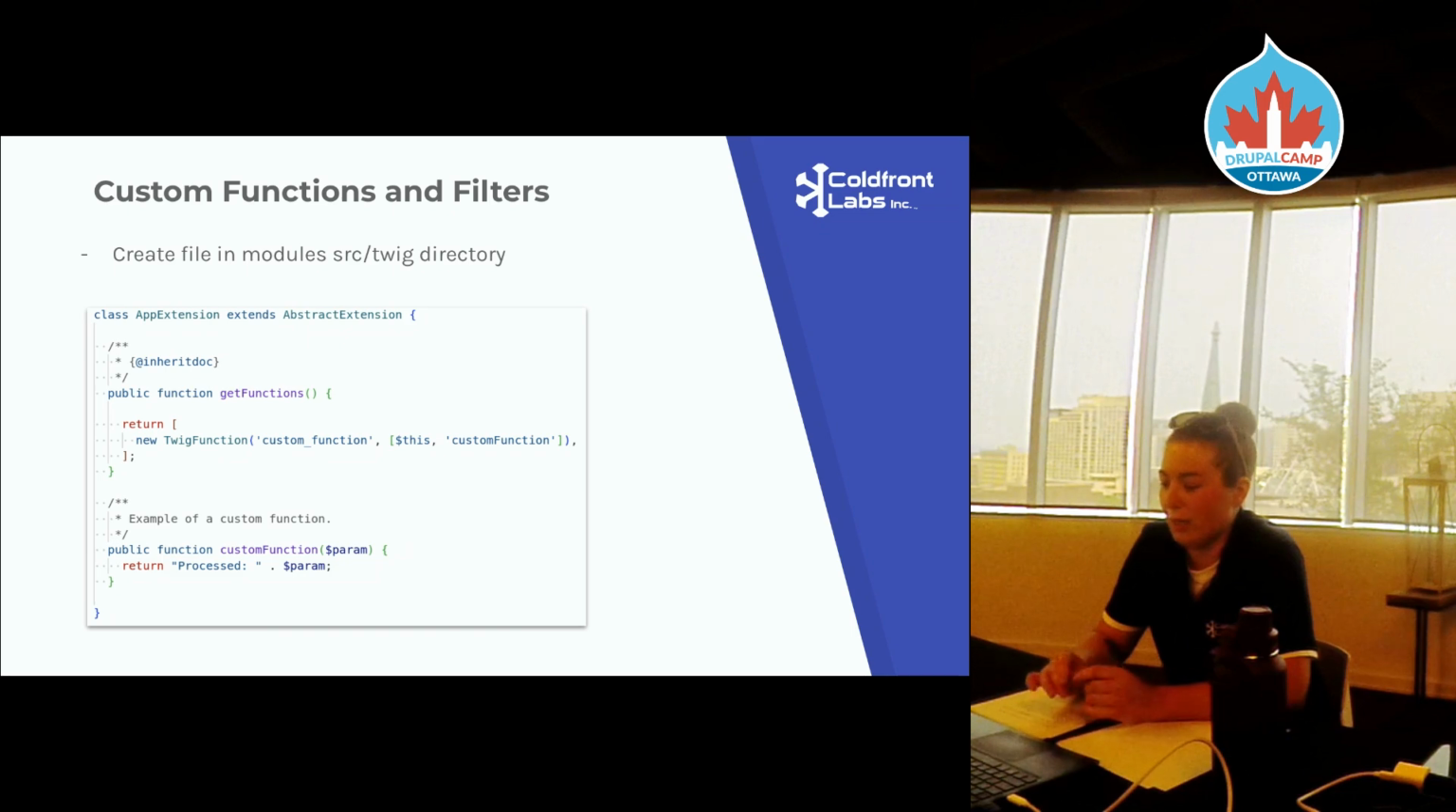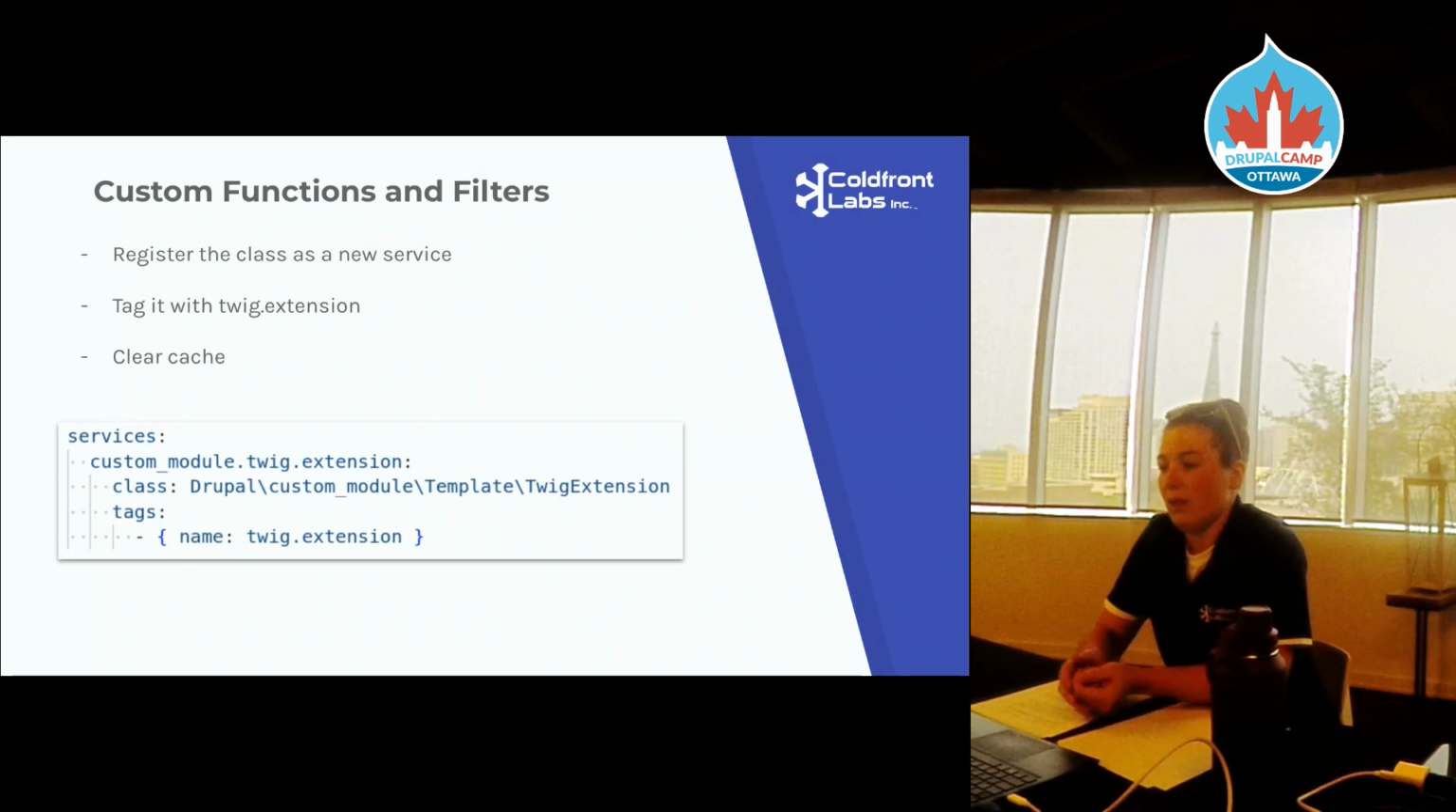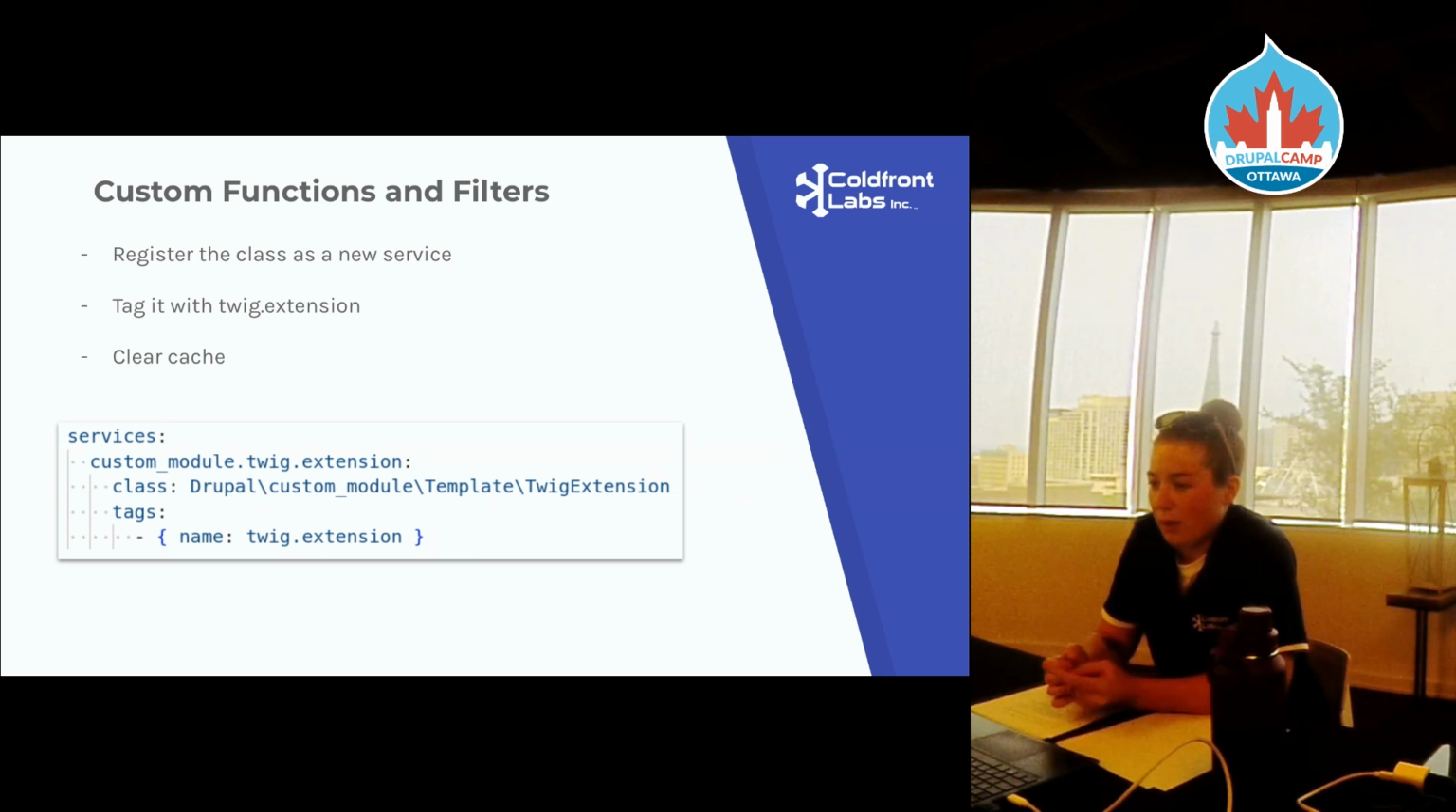So once you have this created, you need to set up a new service. And to do that, you need to create a service file in your module, which is the name of your module.services.yaml. And then you can give it an ID. So we have services, our services ID is our custom module name.twig.extension. And then we take the class and we point it to the one we made. And then we also have to give it a tag to let it know that it is a Twig extension. And once we're done that, we can then clear the cache, and our filters or our functions should be available to use in the template.